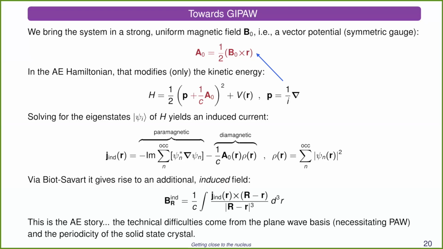It's the vector product of the external field and the position divided by 2. That is your vector potential. So it increases linearly with position in space. And when you have such a field and its vector potential, how do you put it in the Hamiltonian? Well, you modify the kinetic energy. So this is the momentum operator, but you now add an additional contribution proportional to the vector potential.